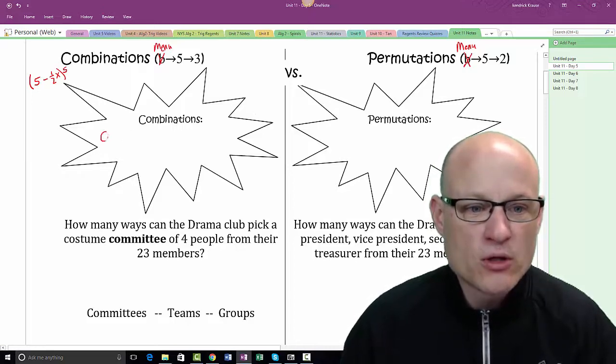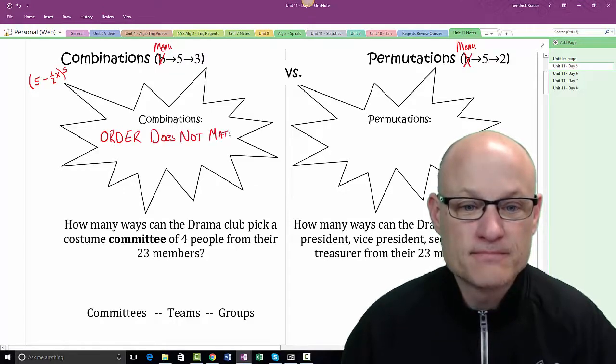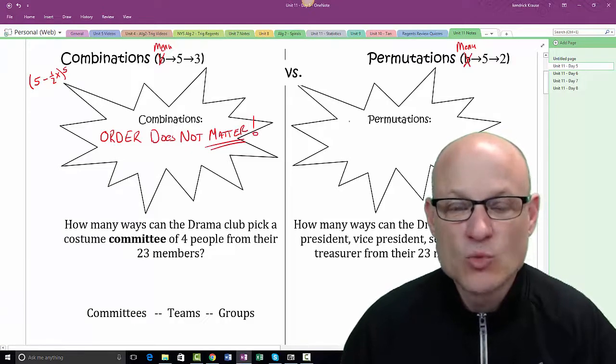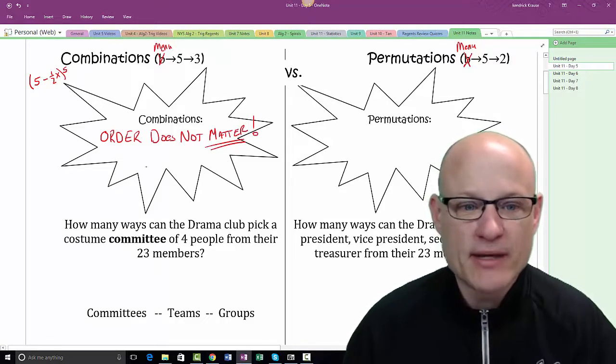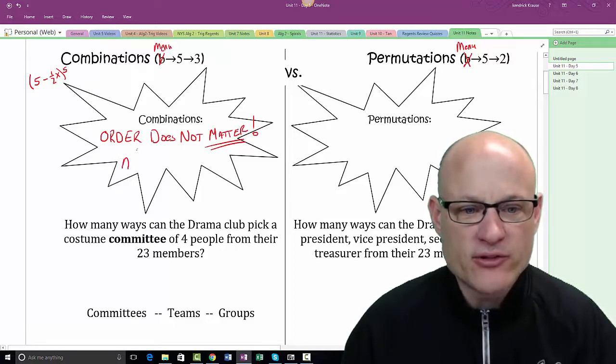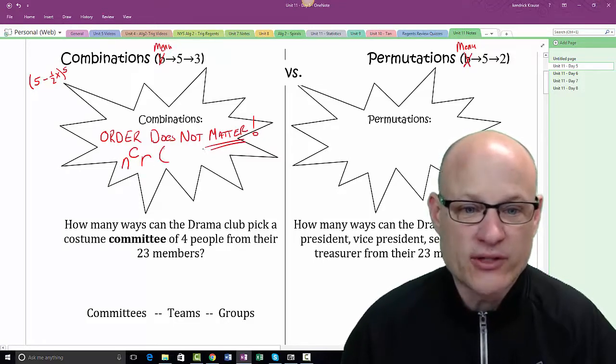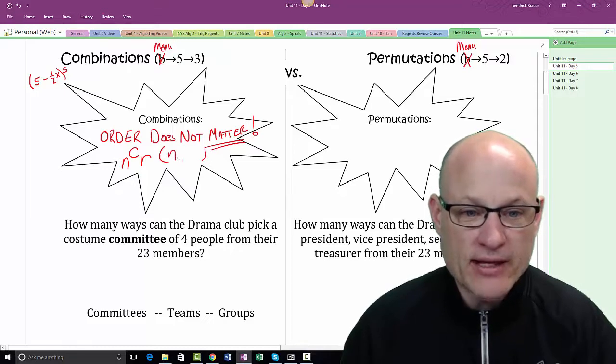So order does not matter. When order does not matter, we use combinations. And the notation for this is nCr. Now, when you put it on your calculator, you're going to get an nCr and then a parentheses. And when you do that, you'll have to put n, comma, r.